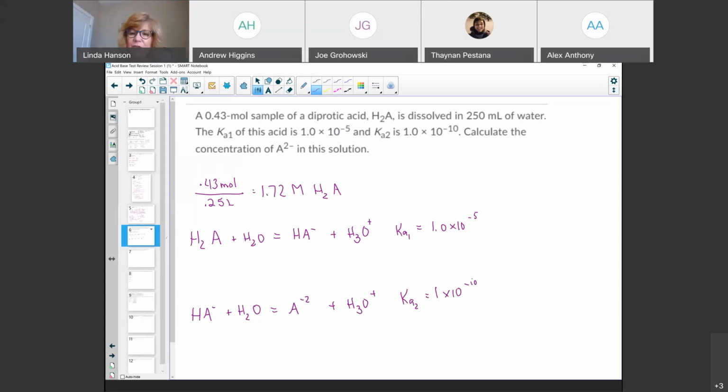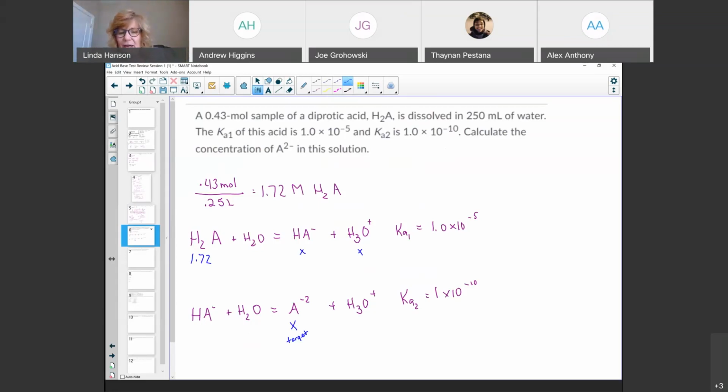It asks us ultimately to calculate the concentration of A-2. So I'm just putting this as my ultimate target right here. What is this concentration? From the information, we were given H2A's concentration of 1.72. And let's let the letter X represent the concentrations at equilibrium of HA- and H3O+.